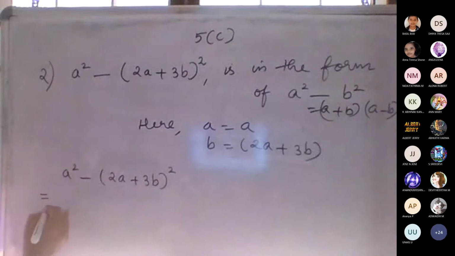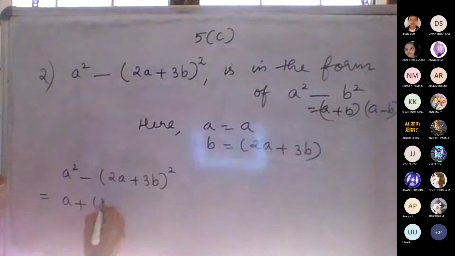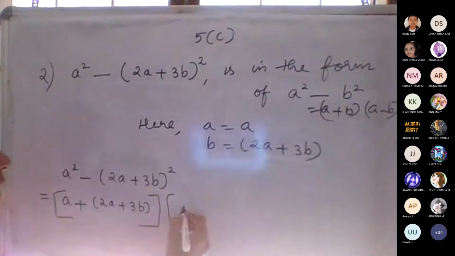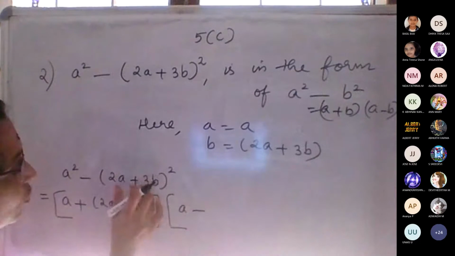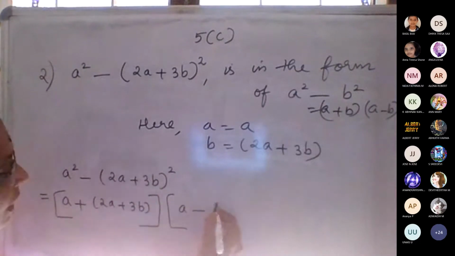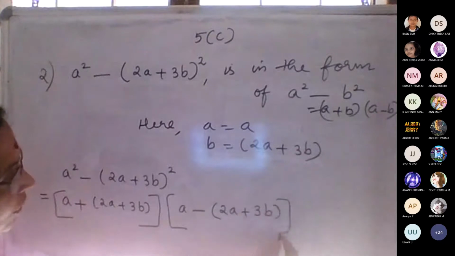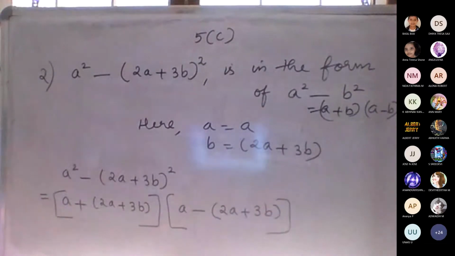So which is equal to a plus b. A minus a plus b. A plus b, b is what? 2a plus 3b. Yeah, 2a plus 3b into a plus b into a minus b. Since two terms are there, we have to put brackets. So (2a plus 3b). Is it okay for all of you? Is there any doubt in this?